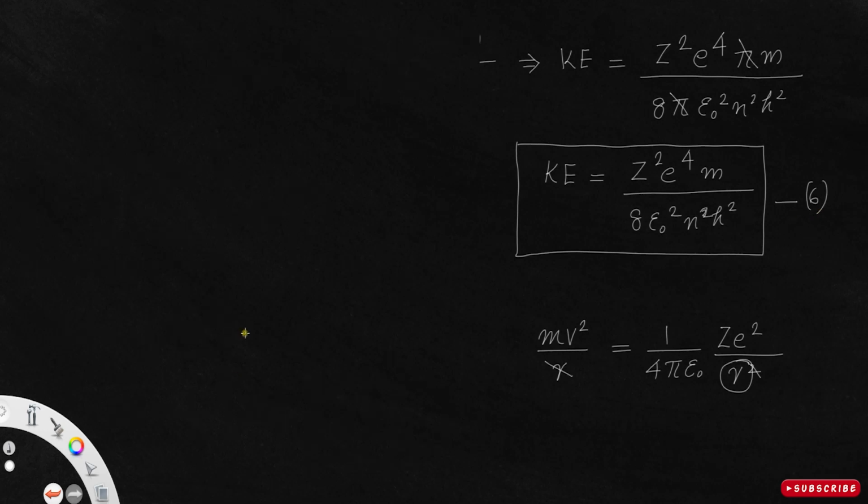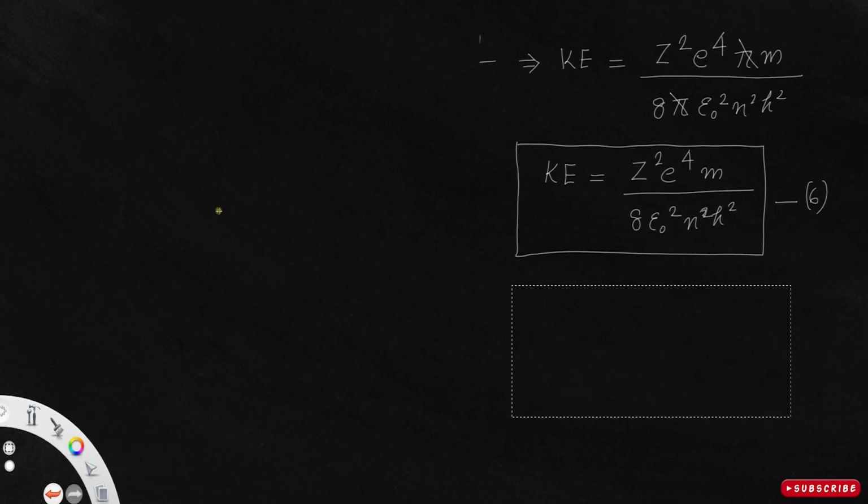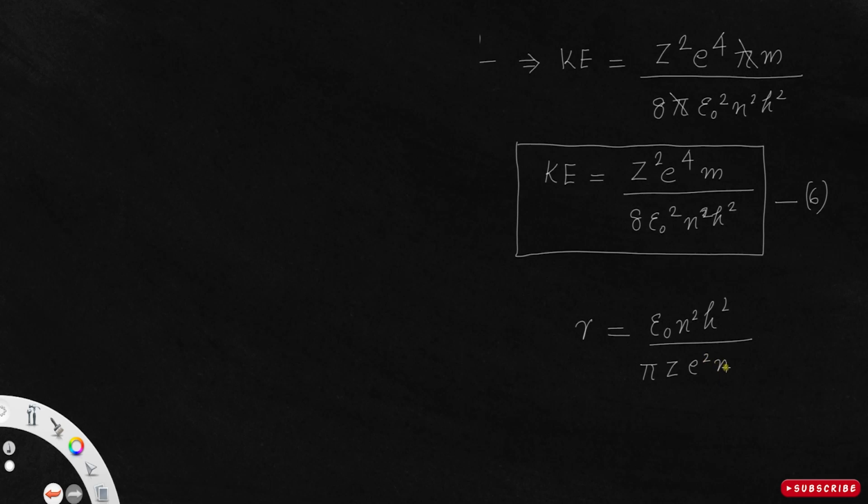Now we need to find the expression for the potential energy. Before that, let me write the expression for the radius again, because I just erased that. We have the radius, we already derived this: r is equal to epsilon 0 n square h square divided by pi z e square m.